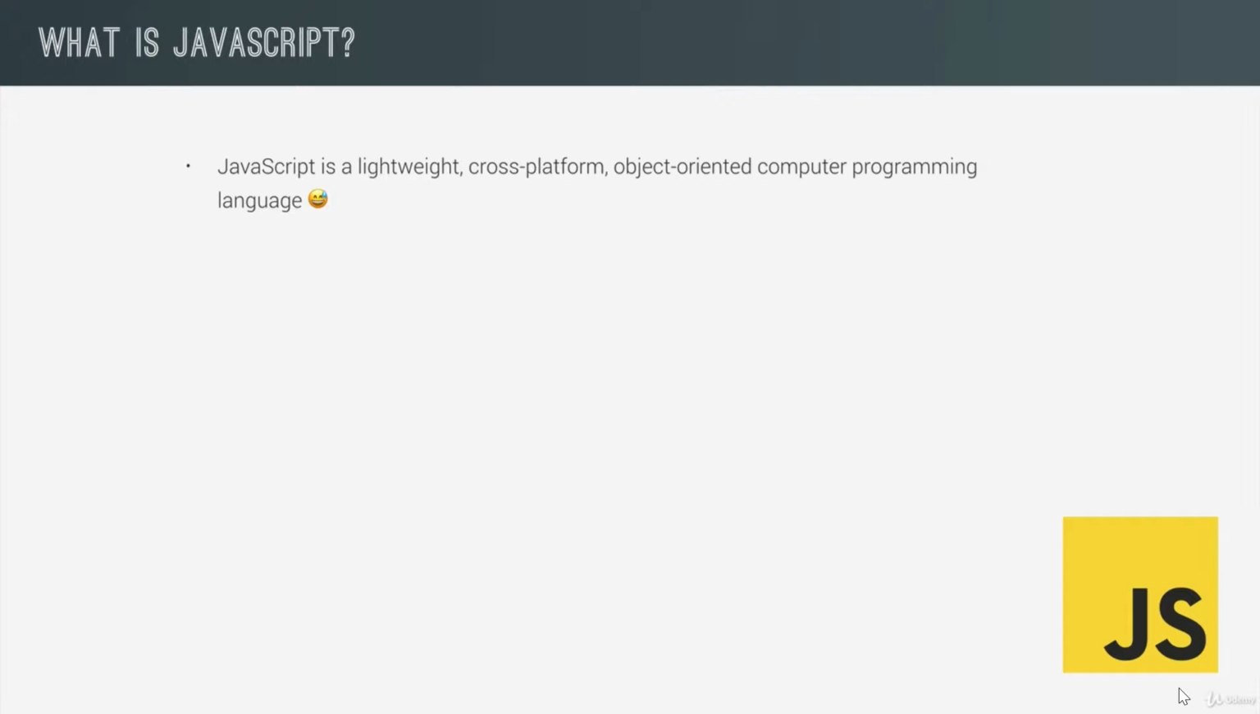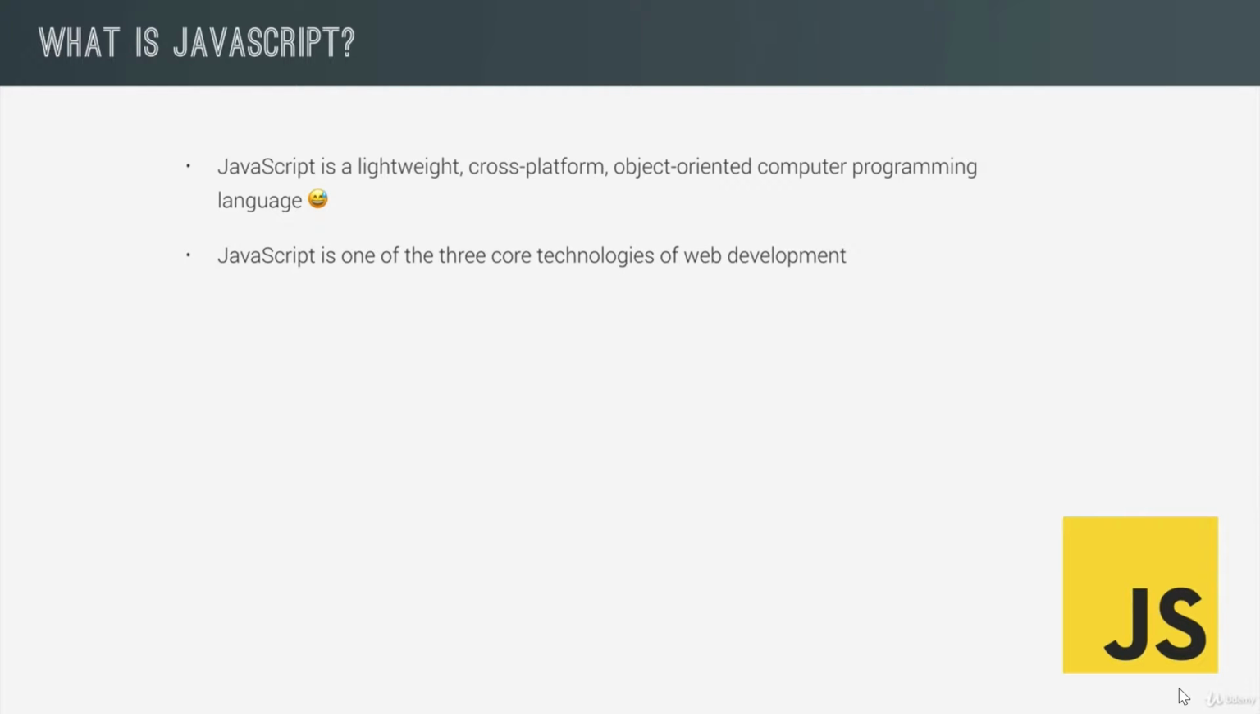Now that sounds a bit too much, right? But don't worry, it's simpler than it sounds. Lightweight just means that the language doesn't eat up much memory of the computer and that it has a relatively simple syntax and features. Cross-platform means that the language can be used on multiple platforms and systems, not just for web development. And finally, object-oriented means that it's a language that's based on objects. And we're going to explore all of that throughout the course.